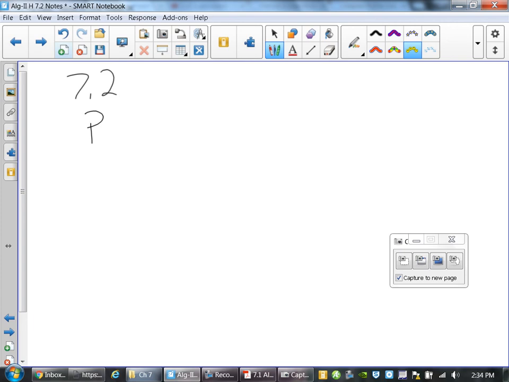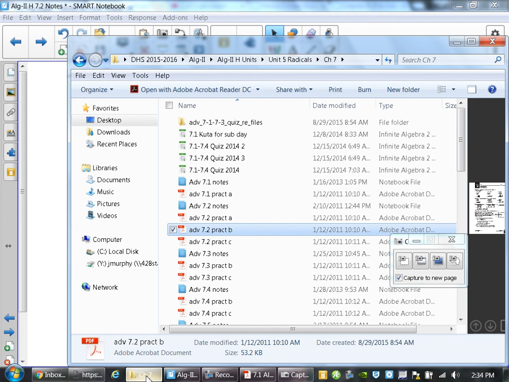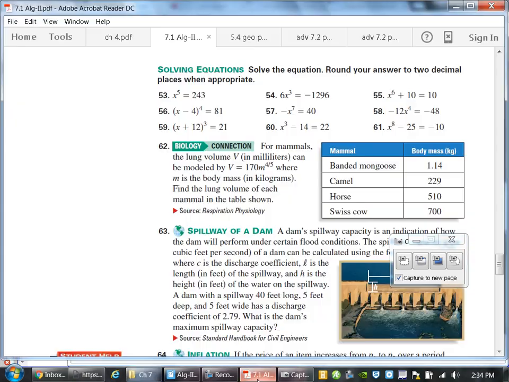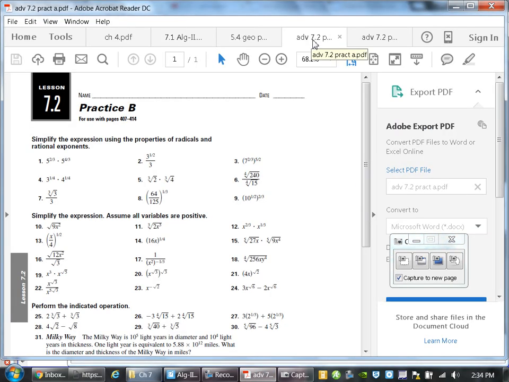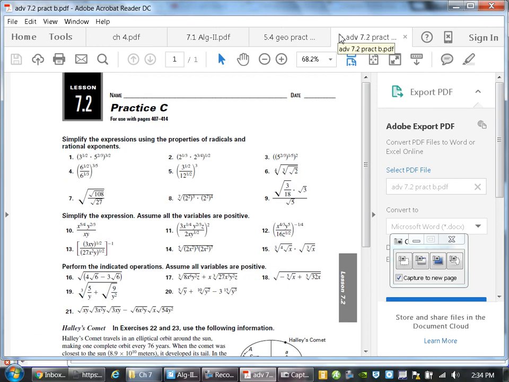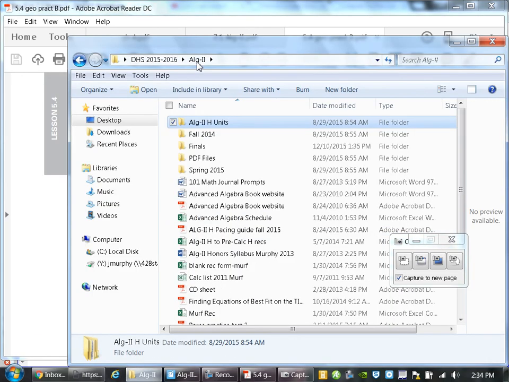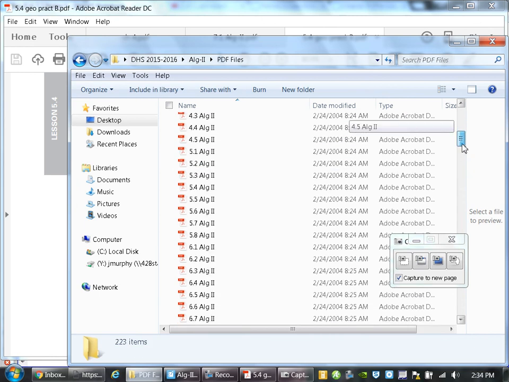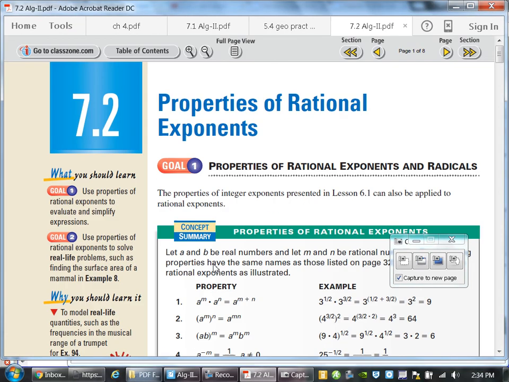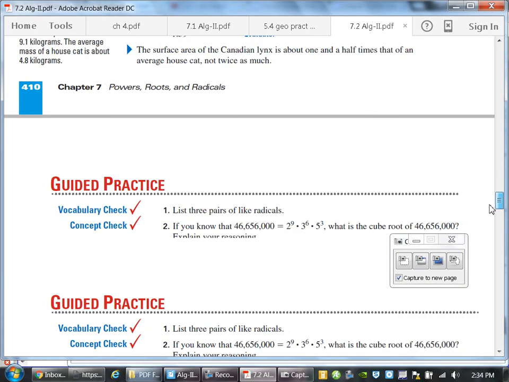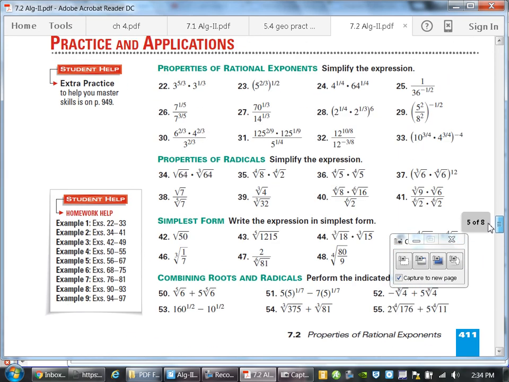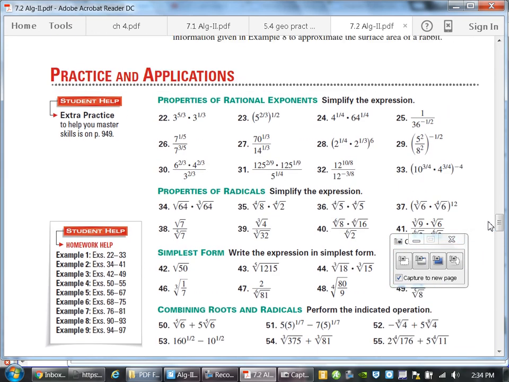I forget what number it was. I counted them. It's on page 453, I think it was. I forgot to write it down.